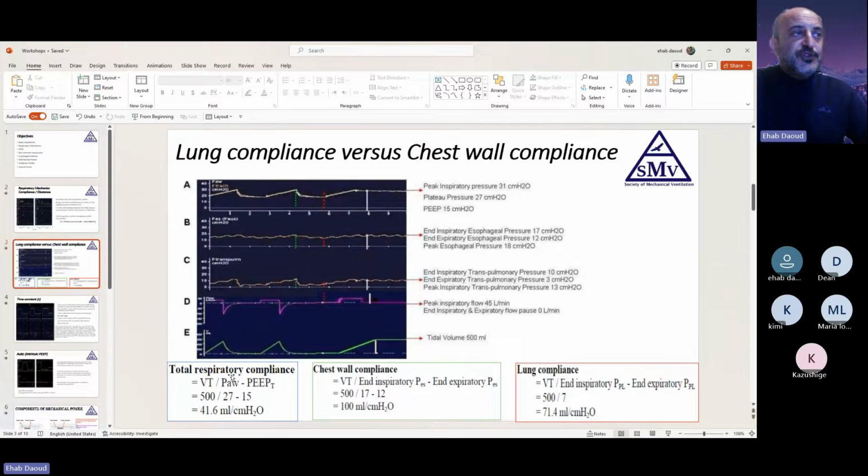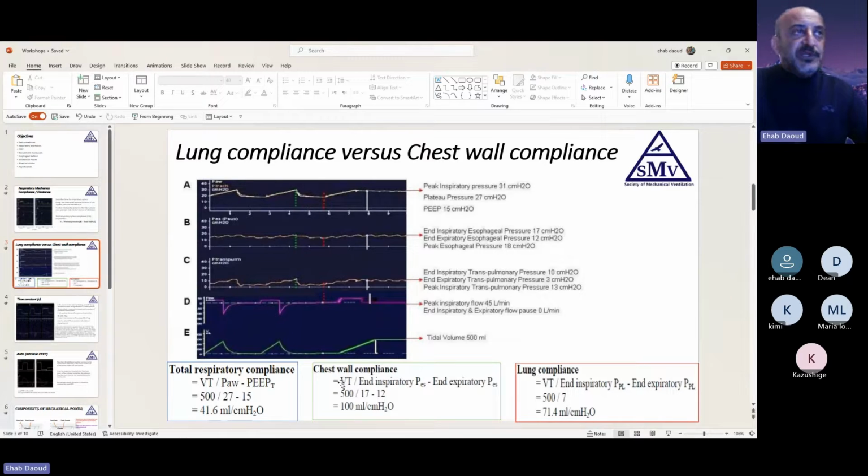So how are we going to do that? Again, let's do total respiratory compliance: tidal volume, which is here, over the plateau pressure, which is this one, the white line, minus the total PEEP. So in this example, our tidal volume is 500, the plateau pressure is 27, the total PEEP is 15, so you get a compliance of 41.6.